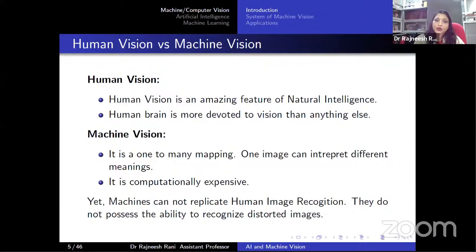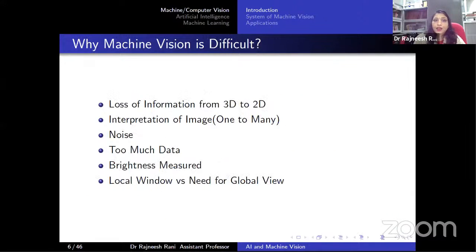Human vision is an amazing feature of natural intelligence. And if we look at the human brain, it is more devoted to vision than anything else. In the case of machine vision, it is a one-to-many mapping. One image can have different interpretations, and it is also computationally expensive. Now let's see why machine vision is difficult.